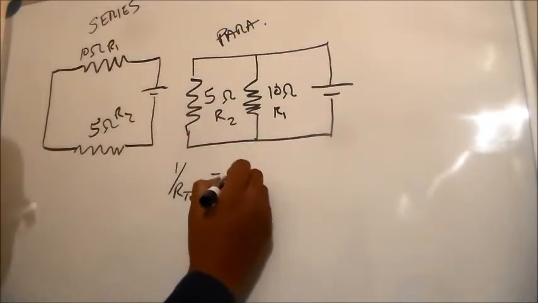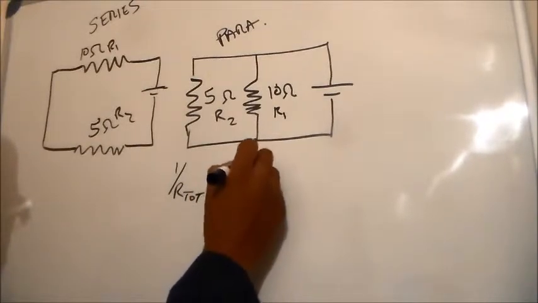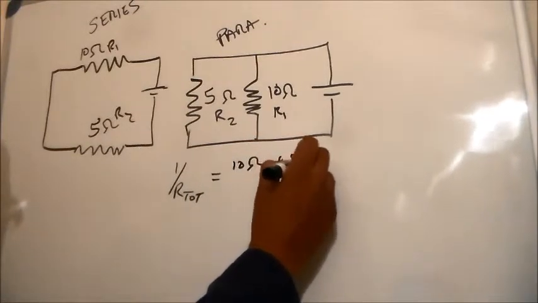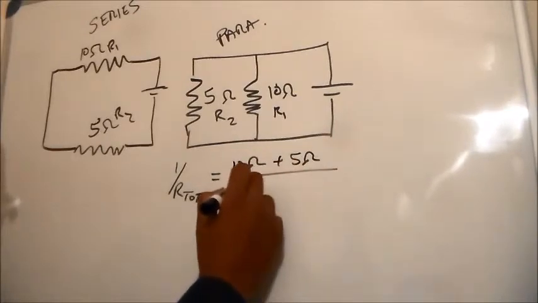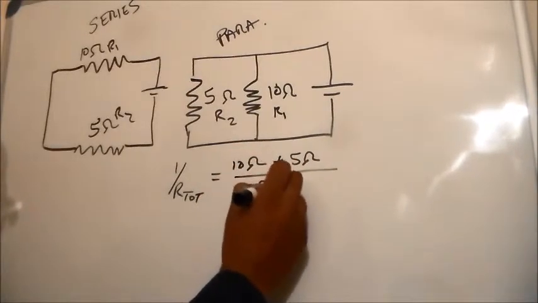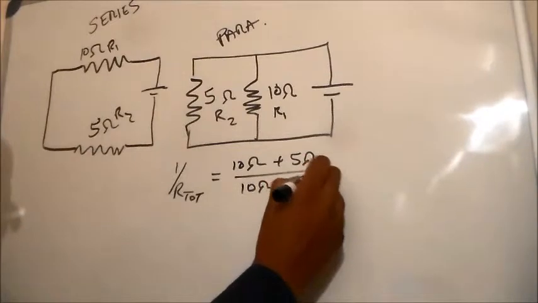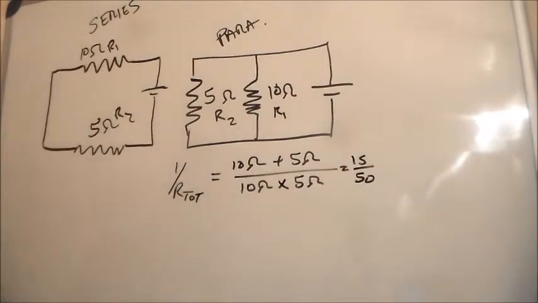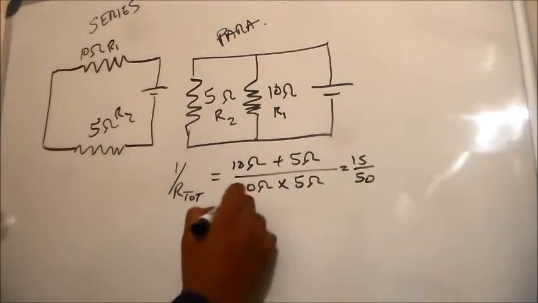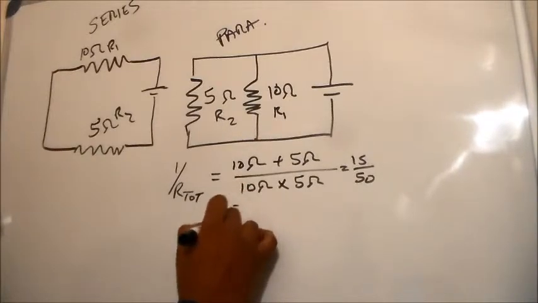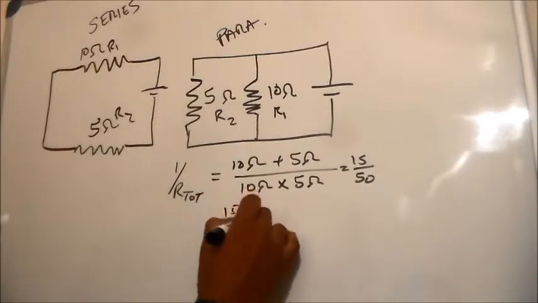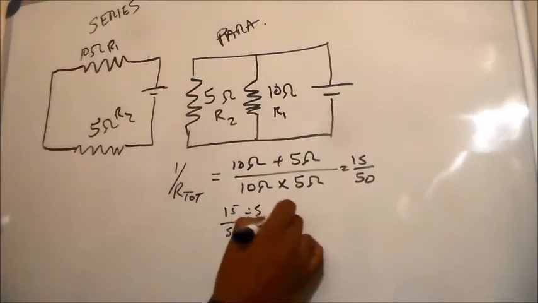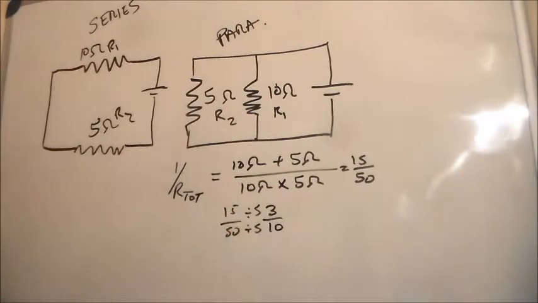Alright, so R1 is 10 ohms, R2 is 5 ohms. R1 times R2, 10 ohms times 5 ohms, equals 50, over R1 plus R2, which is 15. Now what I would do is reduce the fraction. So I could divide top and bottom by 5. 15 over 50, divide the numerator and denominator by 5, and we would get 3 over 10.